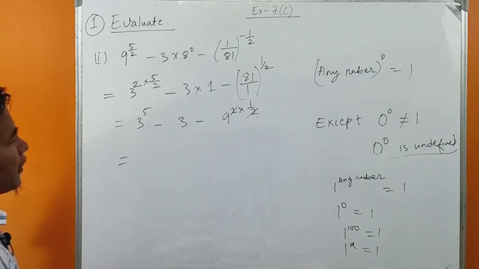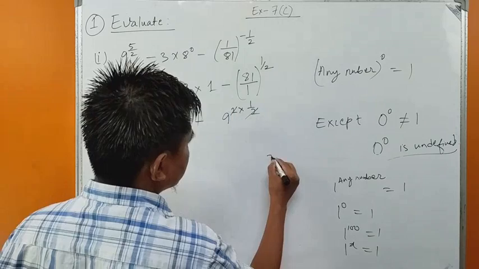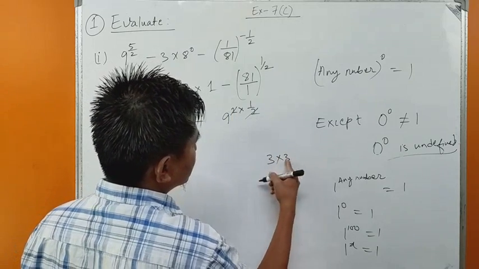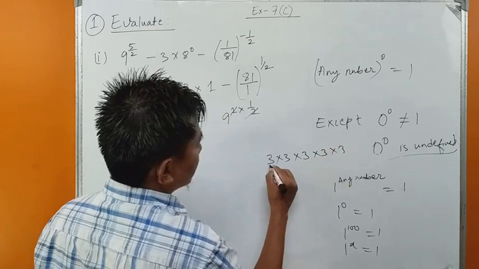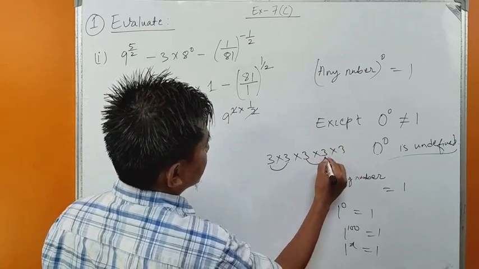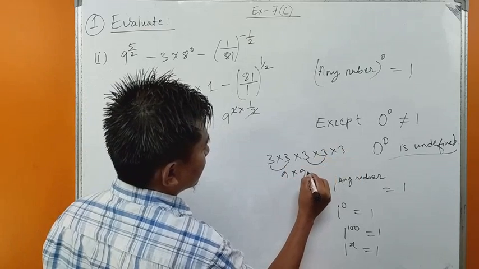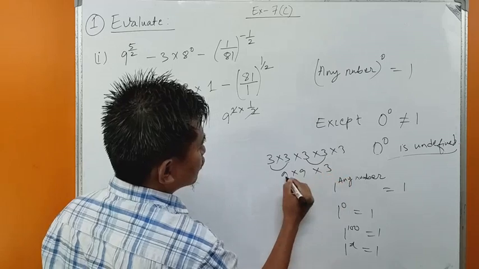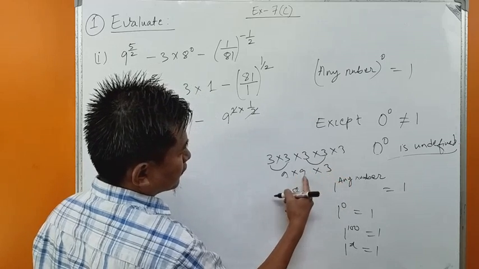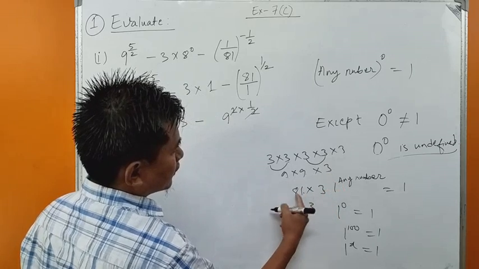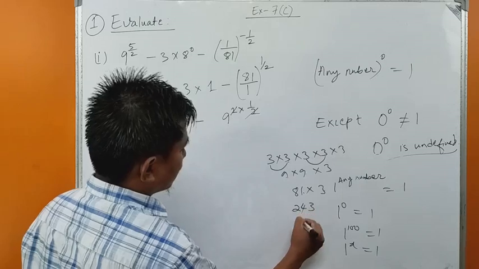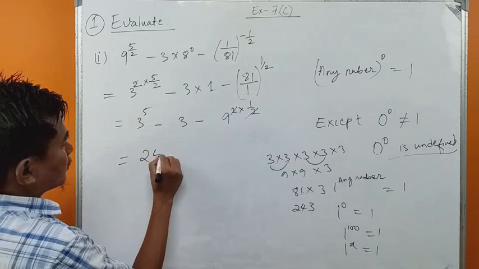So 3 to the power 5. 3 to the power 5 means 3 multiplied 5 times: 1, 2, 3, 4, 5. 3 threes are 9, 3 threes are 9. 9 into 9 into 3. So 81 into 3: 3 ones are 3, 3 eights are 24. This gives us 243.